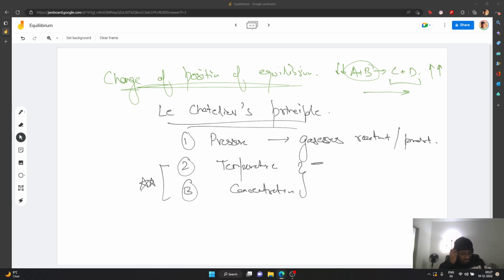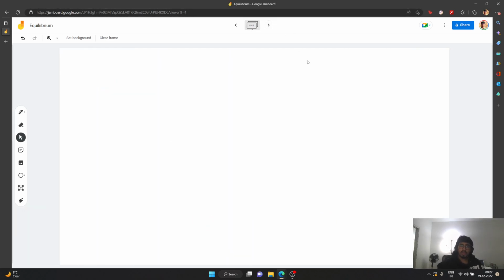Now, in which direction does it shift? That was his principle. That is what he said: that the equilibrium will move to minimize the change. So whoever has caused that change, it wants to minimize. So we'll see exactly what that means. This might be confusing, but it will become clearer as we go on. Okay. So let's first discuss.